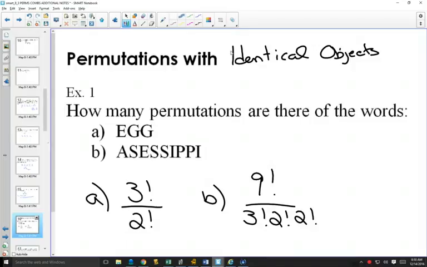Now, these egg, Mississippi kind of questions come up in more than one way, but what you're looking for is, are there identical objects in the thing that I want to count? Because if there are identical objects, then I can use this strategy.